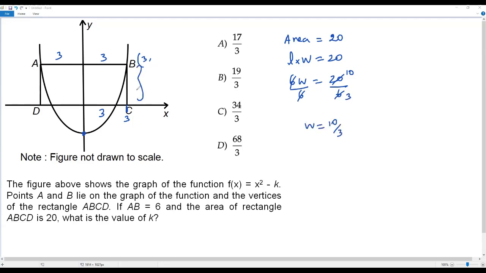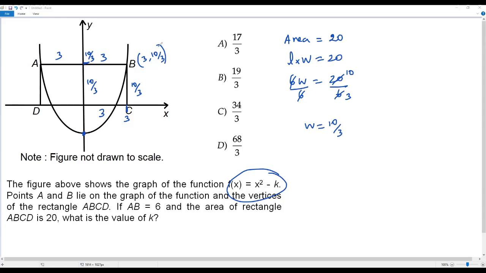BC is the width of the rectangle, so its length is 10 over 3. Then the length of this line segment is also 10 over 3. Since the length of this line segment is 10 over 3, the value we have on the y-axis over here has to be 10 over 3. Okay, now to get the y-coordinate of the point B, we have to consider the value we have on the y-axis over here. So this is the y-coordinate. Now I have the point B on the parabola, which is the graph of the given function.